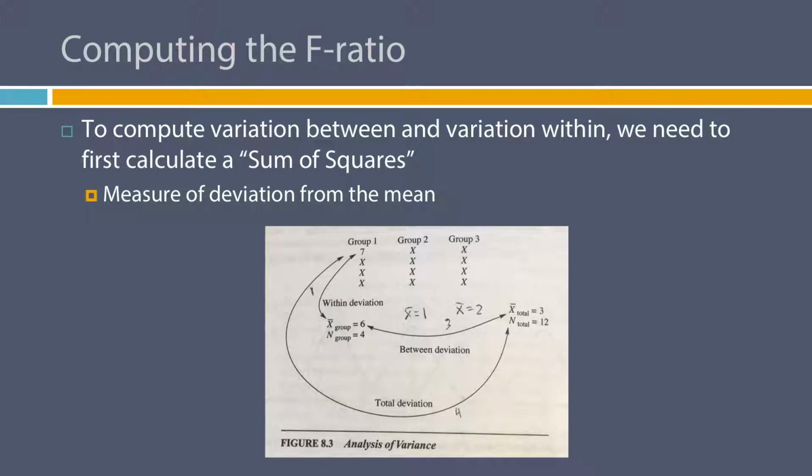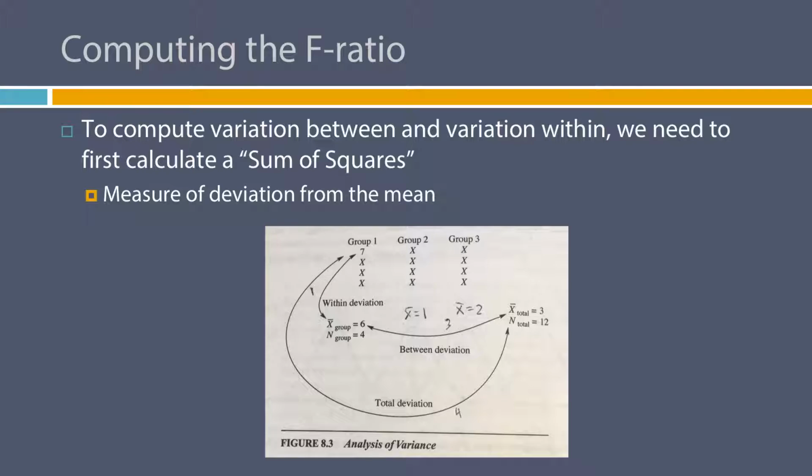Right? So here's an example of how we calculate some of that variation. We have this arrow that's pointing from group 1, that number 7, down to the mean of that group, which is 6. So that's called our within deviation. We can see that person's score of 7 within group 1 is 1 value away from the mean. So they are 1 point above the mean.